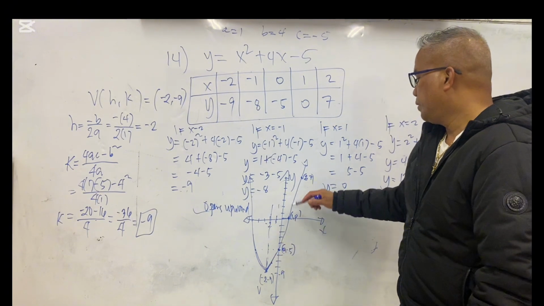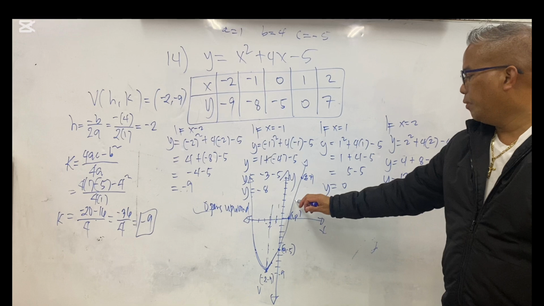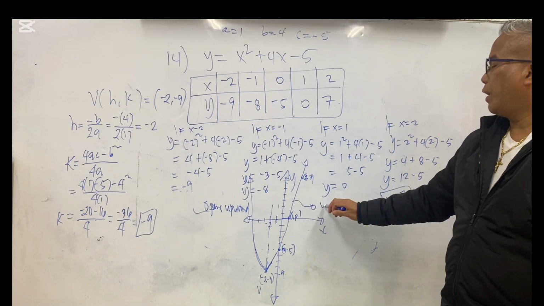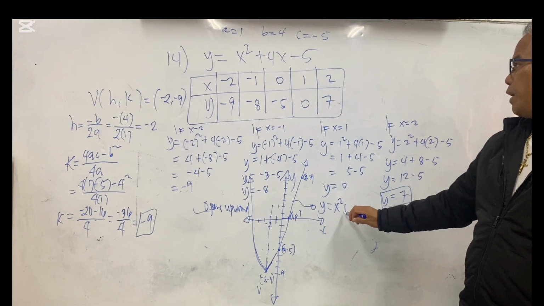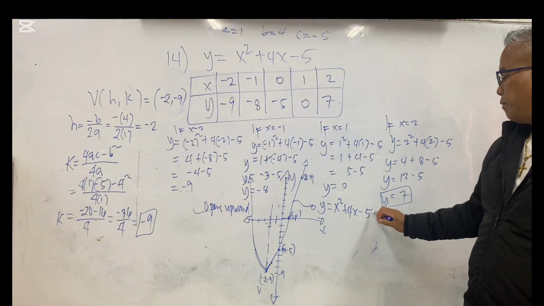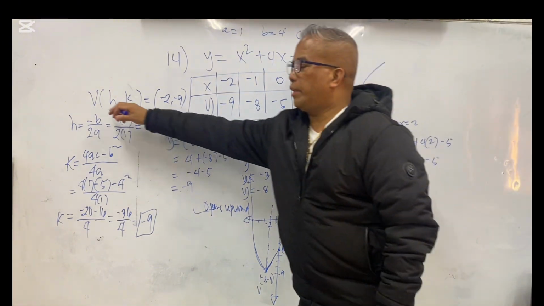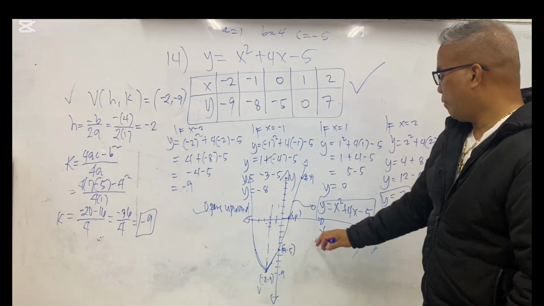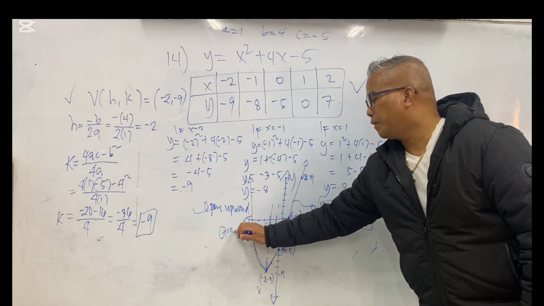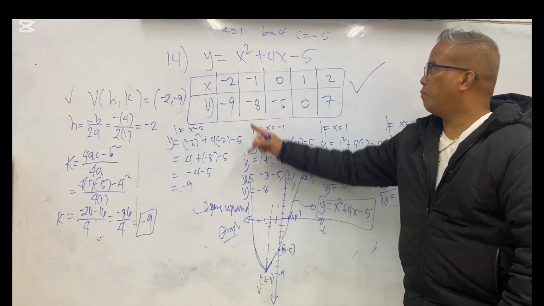So this is now the graph of y equals x squared plus 4x minus 5. You complete the table, you have the vertex, and then you have the graph. So this is the graph. It opens upward because a equals 1.